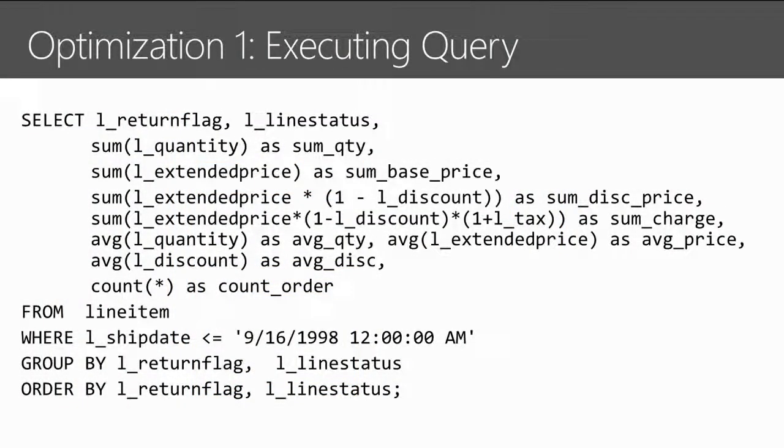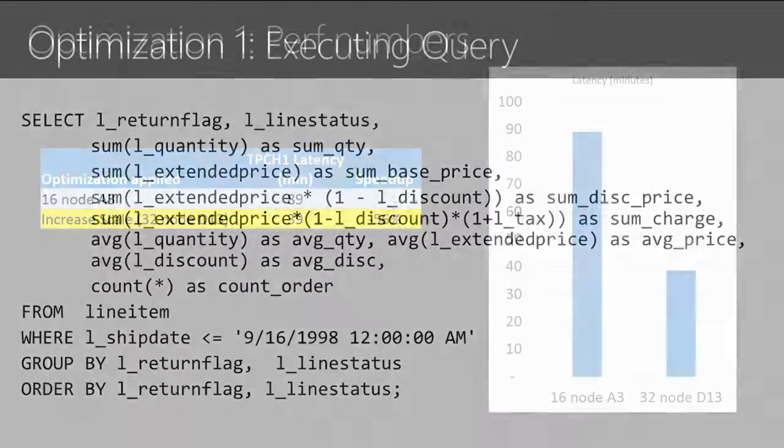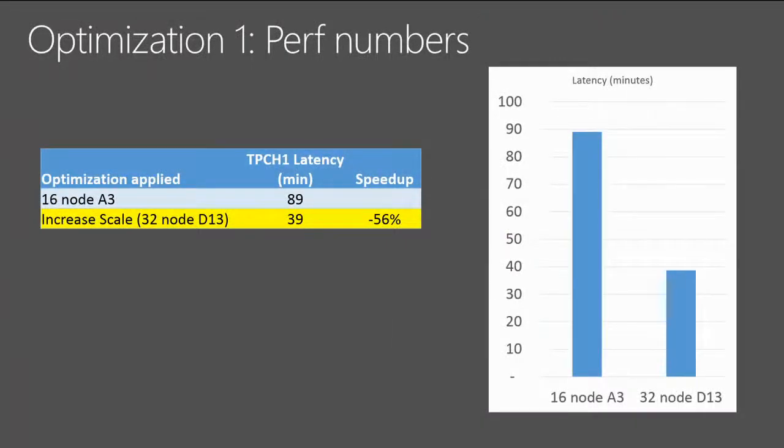So all I did was I reran the same query, and instead of a 16-node A3, I used a 32-node D13. So this A3 is a 4-core. This is an 8-core. So I doubled my core, and this is, I believe, 8 gig, and this is 56 gig. So definitely a big bump on memory. Just by doing that, I got a 56% gain in my query speed up, right? And now it's in about 40 minutes. It's still a lot. So then I asked, what else can we do?